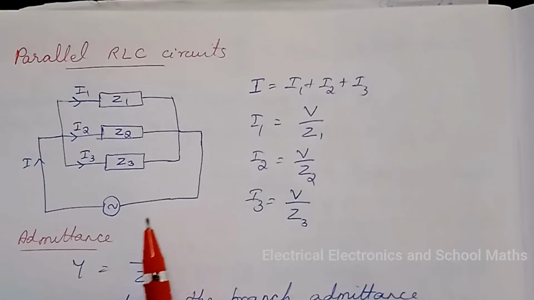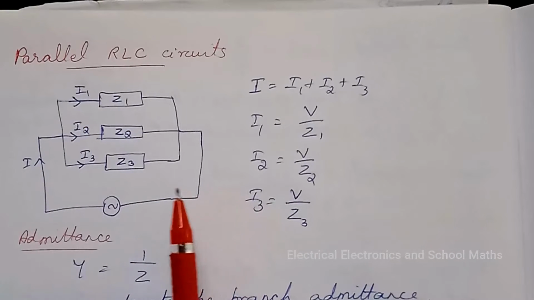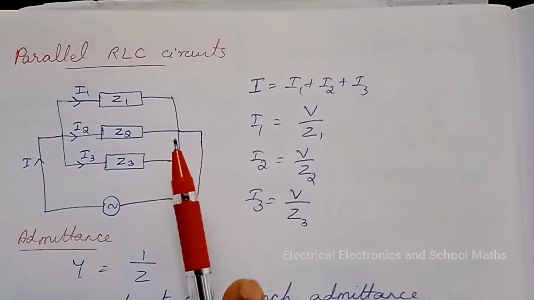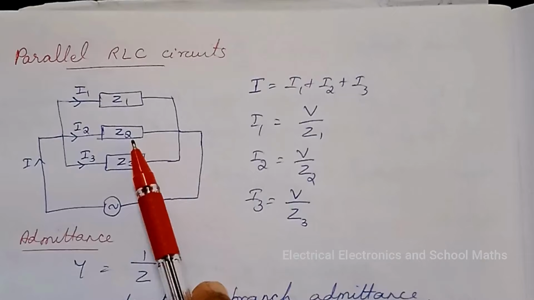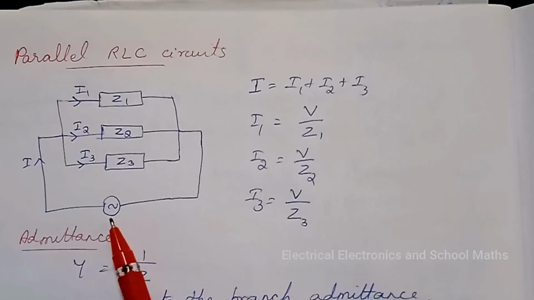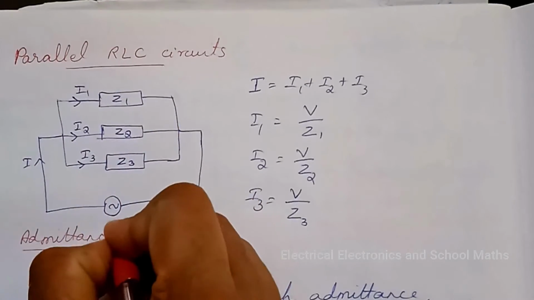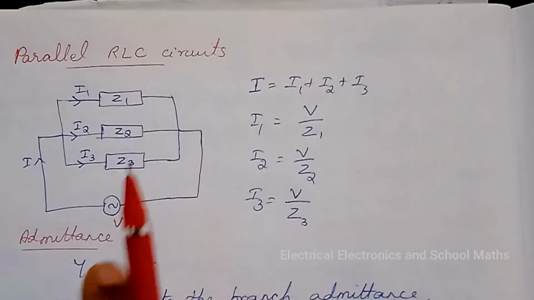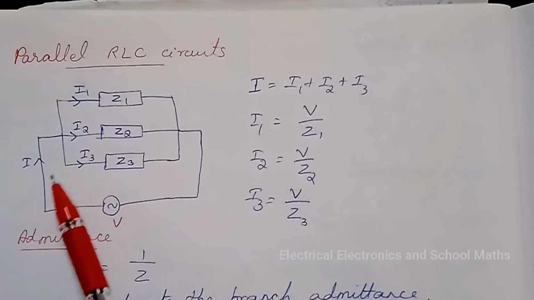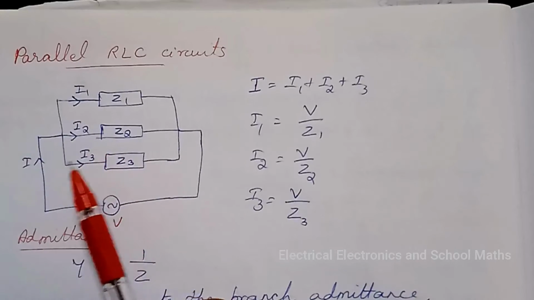Today's class is about parallel RLC circuits. A parallel circuit consists of two or more branches connected in parallel. The voltage is the same for each branch, but the branch currents will differ in magnitude and phase depending on branch impedances.